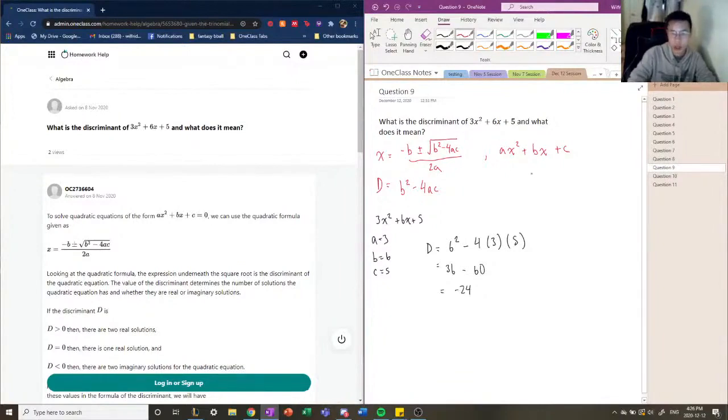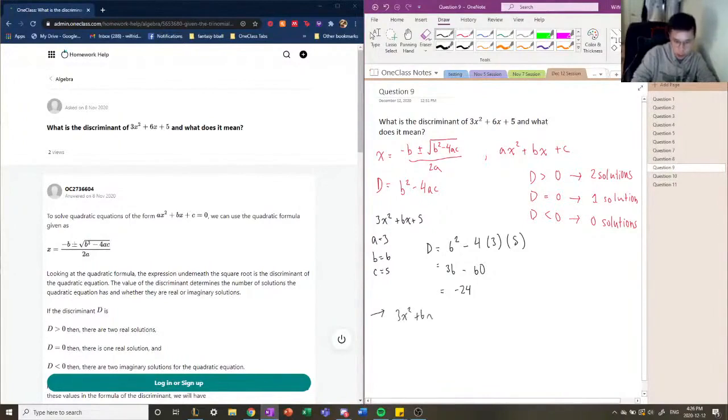Okay, so what does it all mean? So when the discriminant is greater than 0, there are two solutions. So there are two zeros. Okay, when the discriminant is equal to 0, there is one solution. And when the discriminant is less than 0, there are 0 solutions. Okay, so now evaluating the discriminant of our example here, we know that 3x squared plus 6x plus 5 has 0 zeros slash solutions.